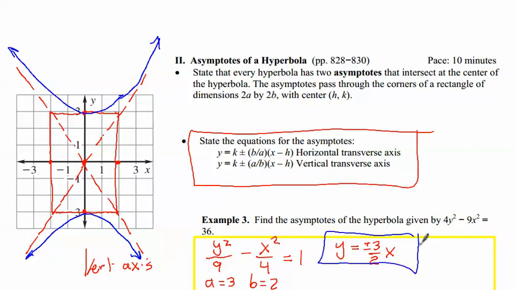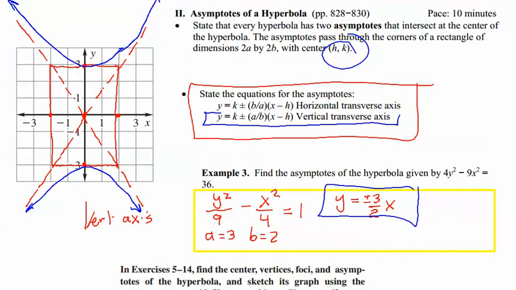This is our equation. You can use these equations up here. This has a vertical transverse axis, so this will be it. H comma k would be the center. If it was a translated hyperbola, this one's 0 for both of those values. And you do a over b. We said a is 3, b is 2, so you get plus and minus 3/2 x.